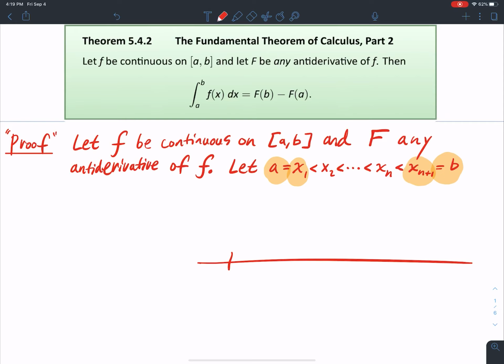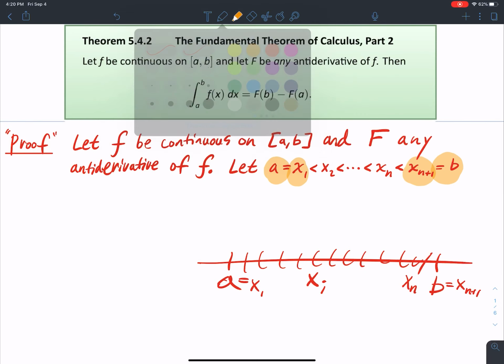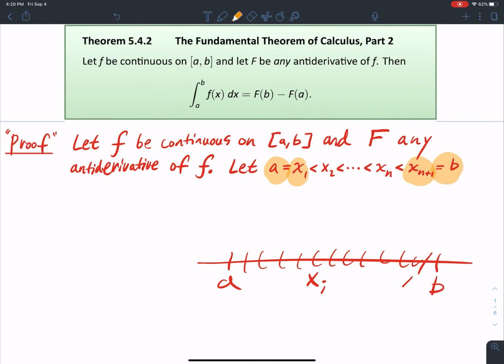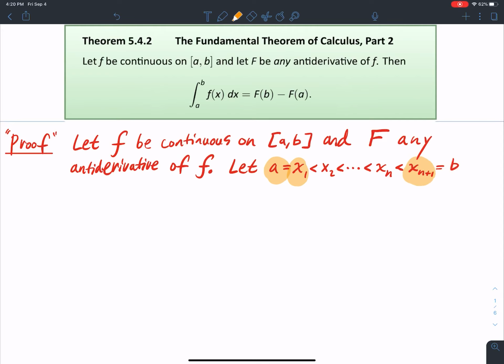So I have my interval cut up with all these little x values in between, okay? So I guess xi, and then this is like xn, and then this last one is xn plus 1. That first one is x1, okay? So we partition the closed interval from a to b, where f is continuous on that interval, into that particular partition there.